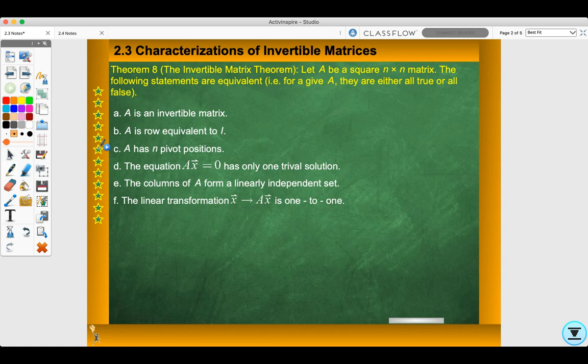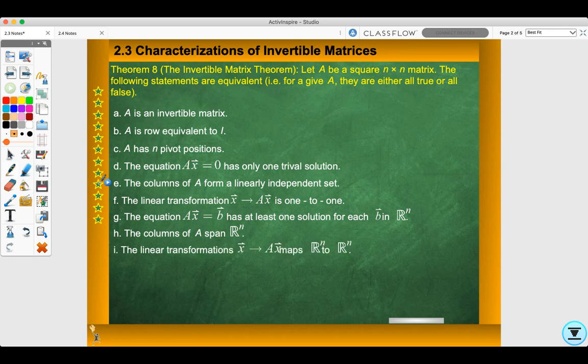F, the linear transformation X to AX is 1-to-1. G, the equation AX equals B has at least one solution for each B in Rn. H, the columns of A span Rn. I, the linear transformation X to AX maps Rn onto Rn.